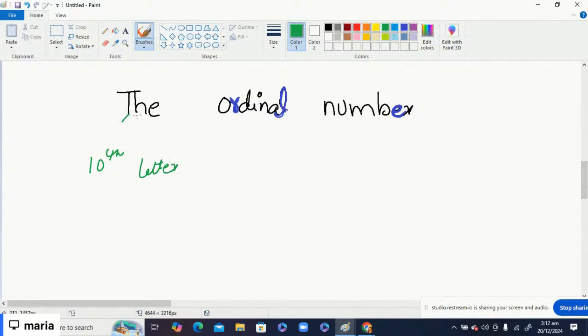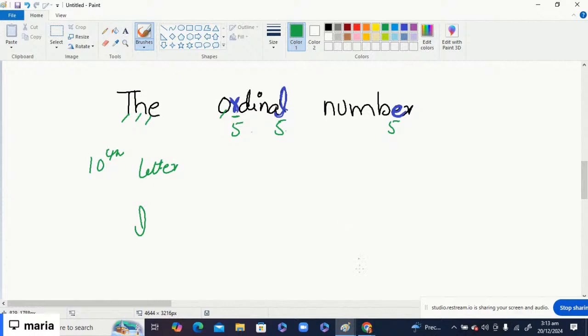So just count one, two, three, four, five. Every fifth letter is blue. This is five for blue. So five plus five is 10. So your L is basically your tenth letter. Okay, this is your every tenth letter of this paragraph.